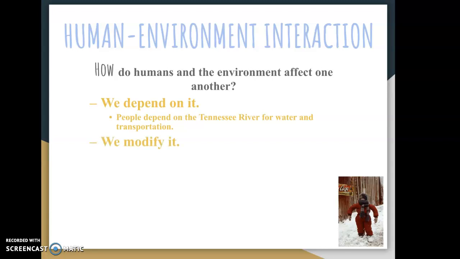We also modify it. So this is with heating and air conditioning. You know, if it's really, really hot outside, we're cranking the AC up to cool off inside and vice versa. So we are able to modify the environment.